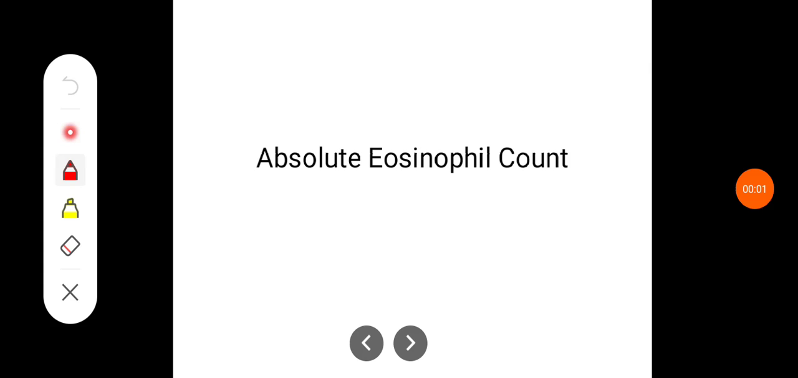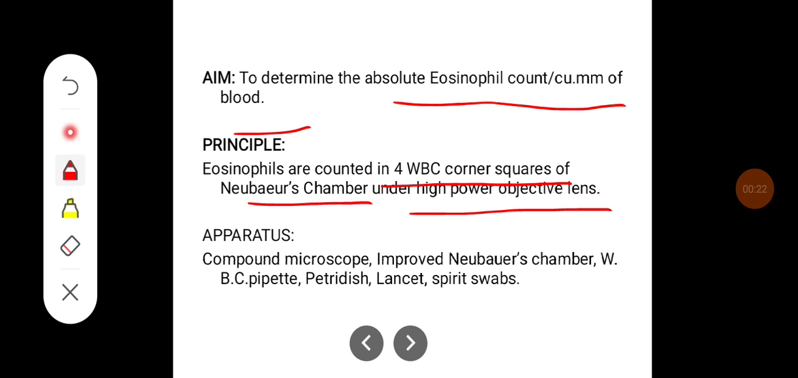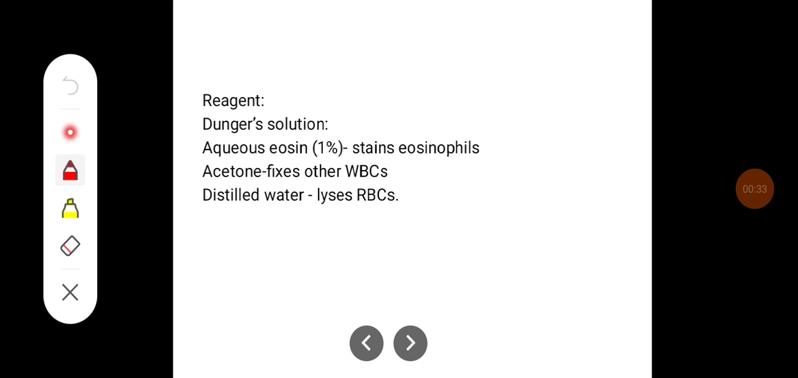Hello everyone. In this class, we'll try to learn how to determine absolute eosinophil count. Aim is to determine absolute eosinophil count per cubic millimeter of blood. The principle is eosinophils are counted in 4 WBC corner squares of Neubauer's chamber under high power objective lens. The apparatus required are compound microscope, improved Neubauer's chamber, WBC pipette, petri dish, lancet and spirit swabs.